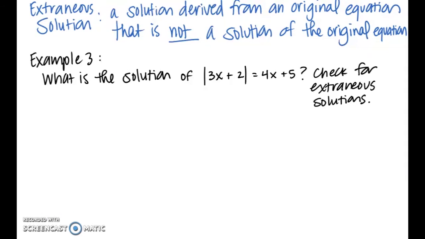Here's an example. Example 3. What is the solution of the absolute value of 3x plus 2 is equal to 4x plus 5? Check for extraneous solutions. Similar to the previous couple problems, the first thing we want to do is make sure the absolute value expression is isolated. It is. So now we're going to set 3x plus 2 equal to positive 4x plus 5. And we're also going to set that equal to negative 1 times 4x plus 5, because remember, we're taking the positive number and the negative number.